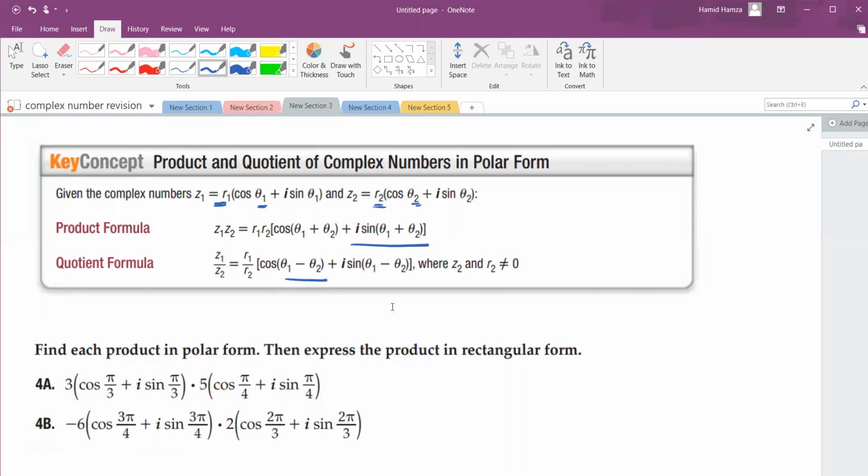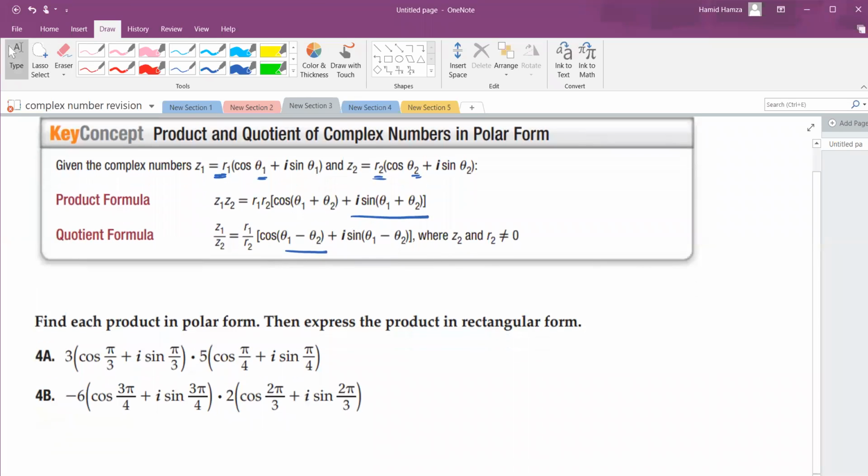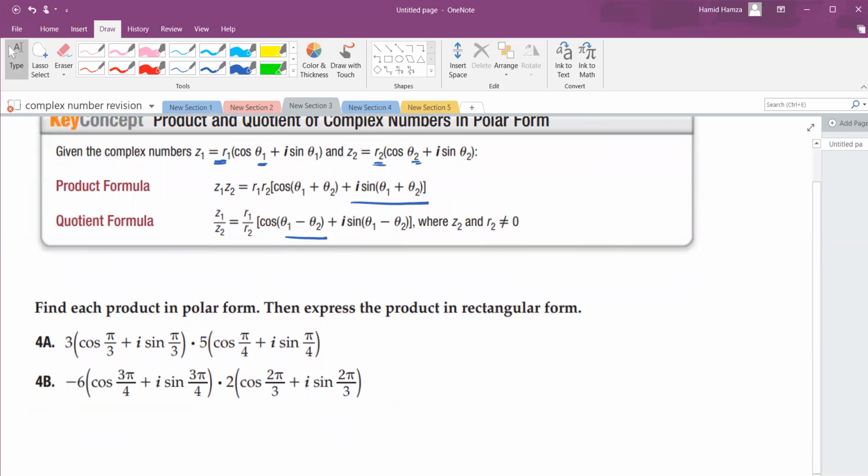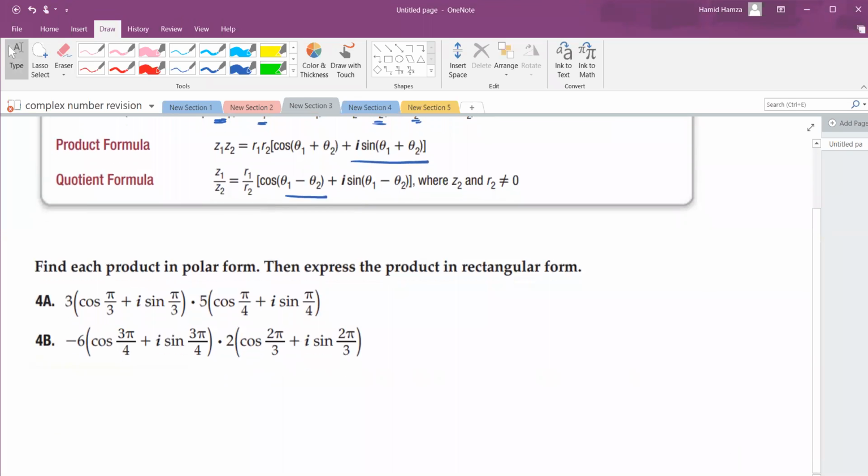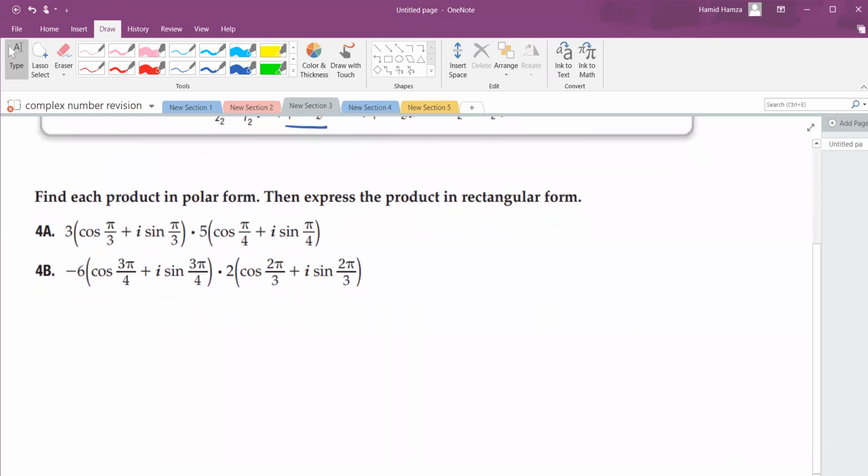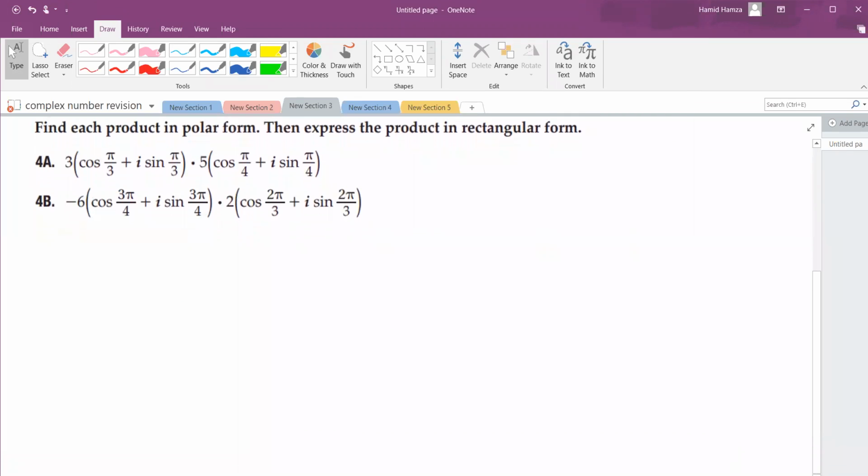This is how to multiply and divide a complex number written in polar form. Let's take an example. In the first two, he asked you to find the product, and after we finish, we try them as division. So in the first one, we multiply the moduli, 3 multiplied by 5, so the answer will be 15.